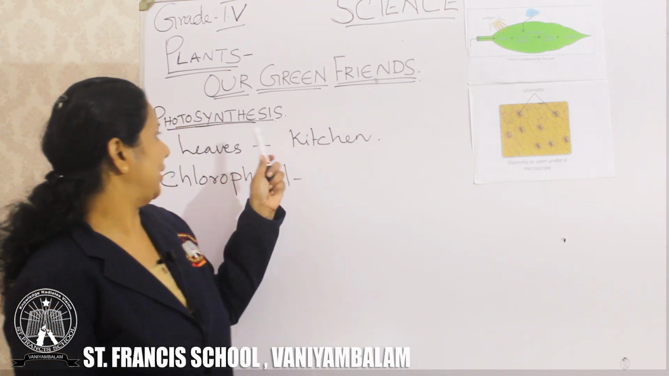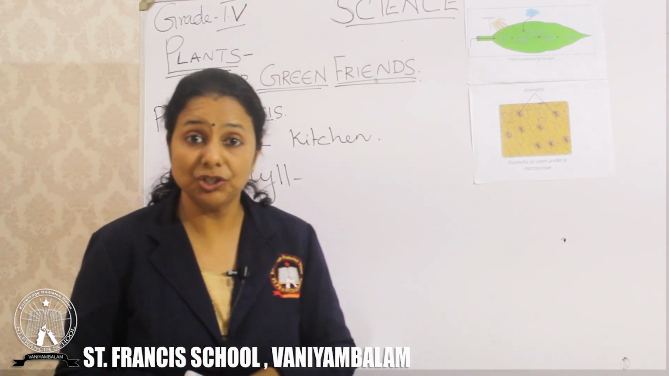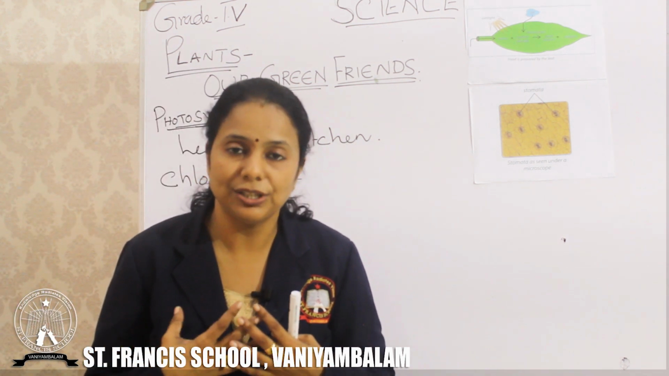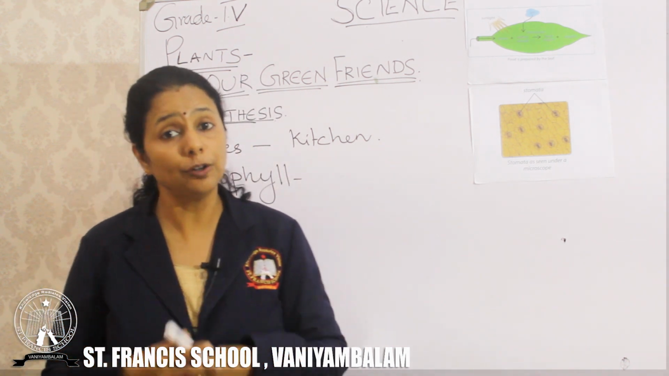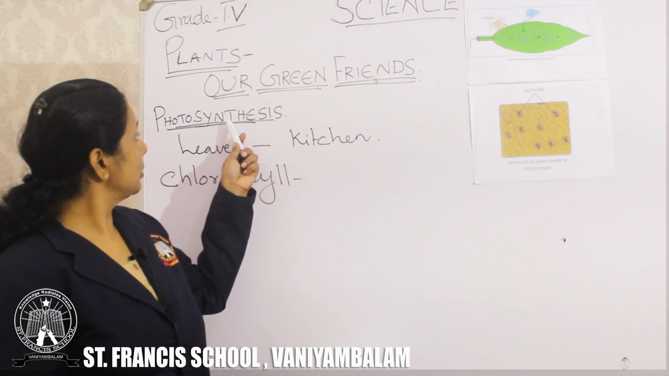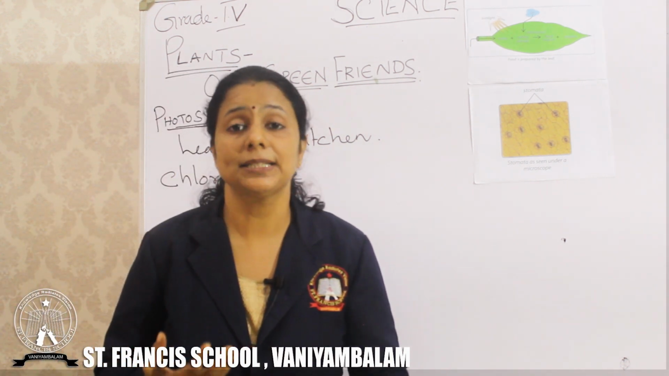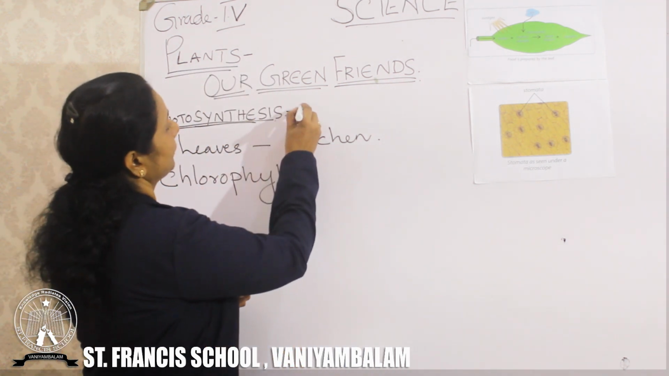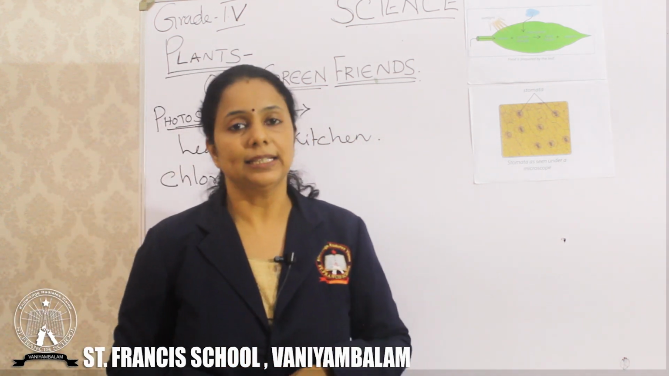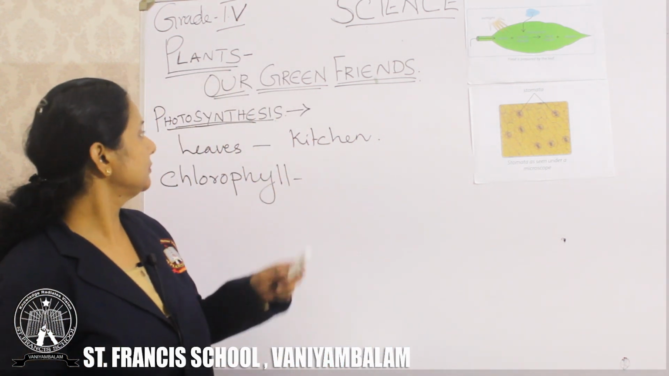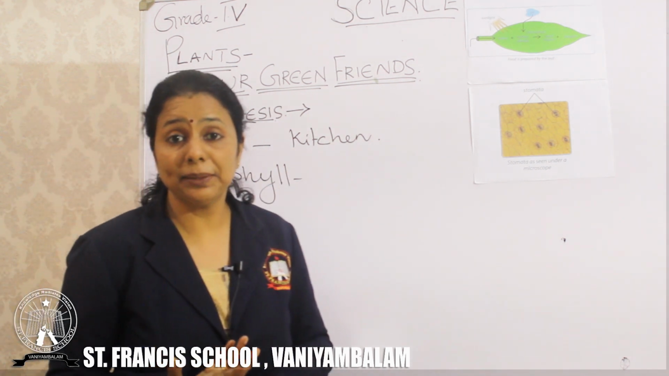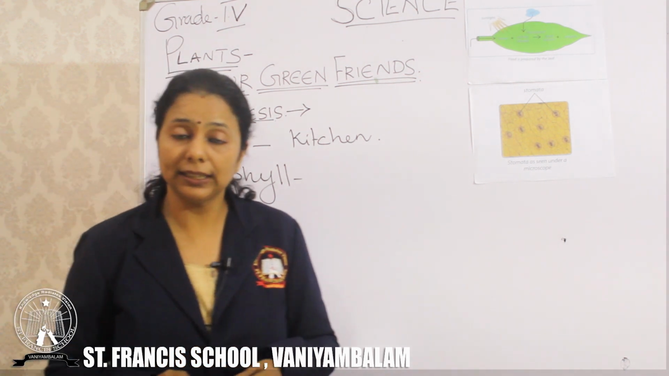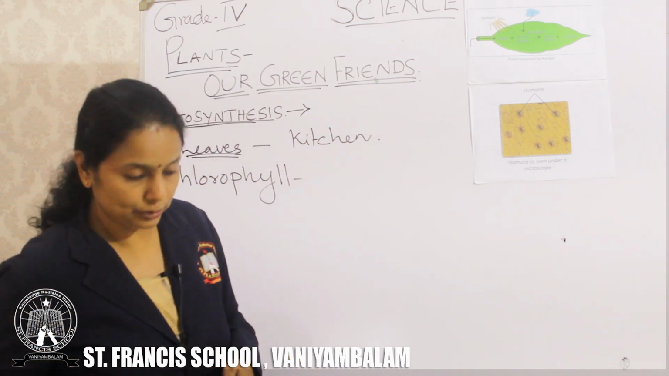So, the leaves are the kitchen, okay? In plants, where is the kitchen? In leaves. So, we will see what are the ingredients or raw materials to prepare the food. Plants make their own food, okay. And that process is called photosynthesis. Green plants making their own food, the food making process in plants, that is called what? Photosynthesis. So, where is the food being prepared? In the kitchen of the plant, that is in the leaves. Now, let us see what are the ingredients or raw materials for photosynthesis.